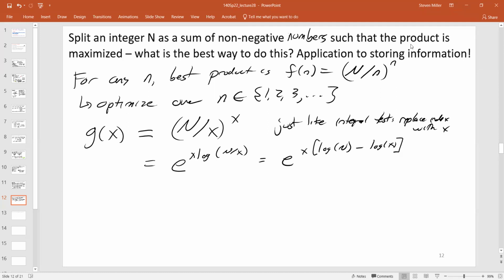And now, how do I find where a function is maximized? What do I do? So I put points, what else? Endpoints. So g of one, so when x equals one, I just get N, and as I go to infinity, I would get zero. So it's not an endpoint.